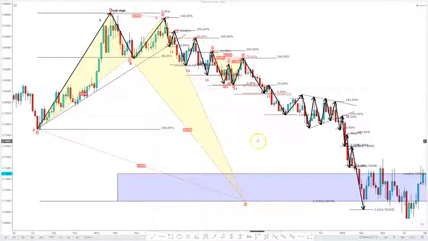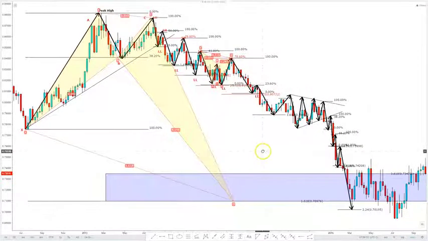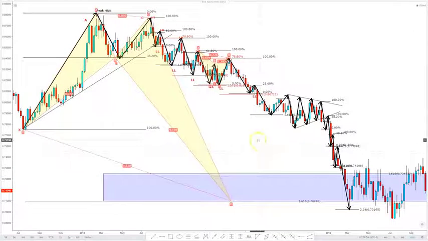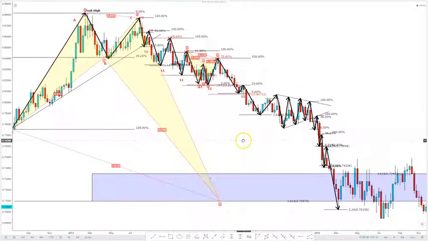Wrong markup. There you go. See it? Is it the weekly chart? No, it's not. Yeah, it is. Okay, that's the weekly chart.